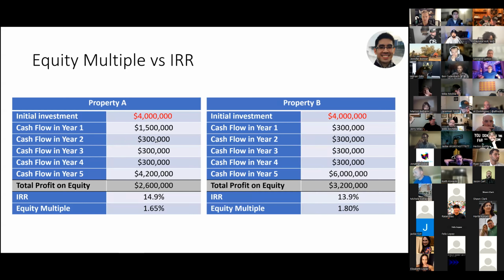These are just examples of IRR and equity multiple. These aren't actual underwritten deals. Obviously these are very different, polar opposites, but I'm just trying to show that IRR is just a calculation, and the same with equity multiple. This is just how the math works. You may have an IRR that's higher but a lower equity multiple than another deal that has a lower IRR but a higher equity multiple.